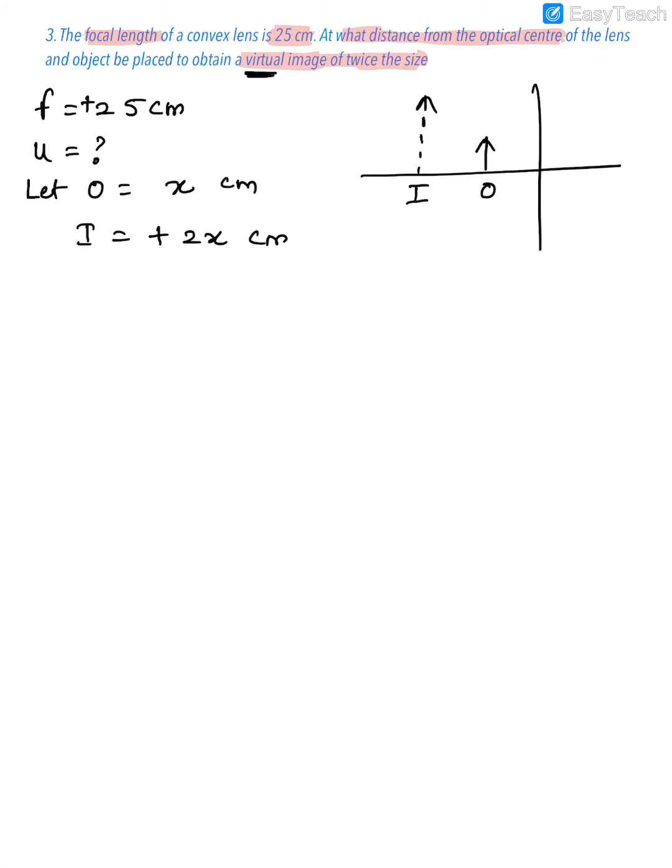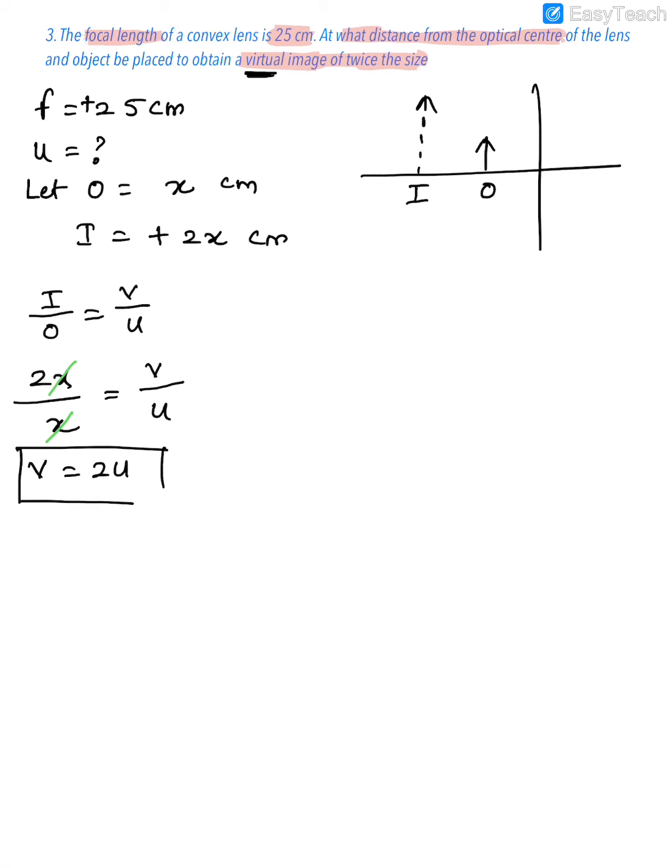Now you have to find out U in this sum. Now see, this is little difficult calculations in this third one. So what we'll do now, use the formula I upon O is equal to V upon U. You can cancel these X and X here. So what will you get? We'll get V is equal to 2U.